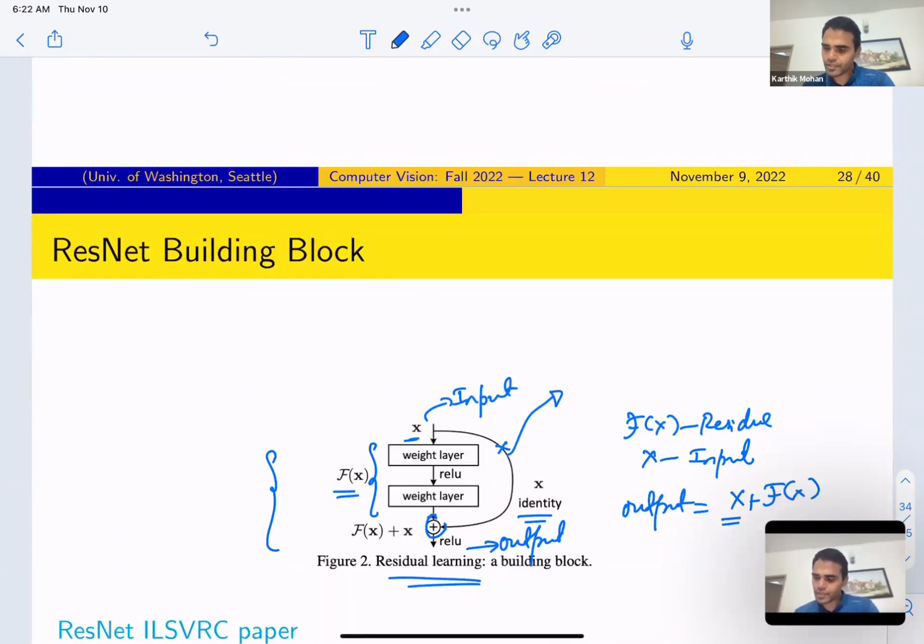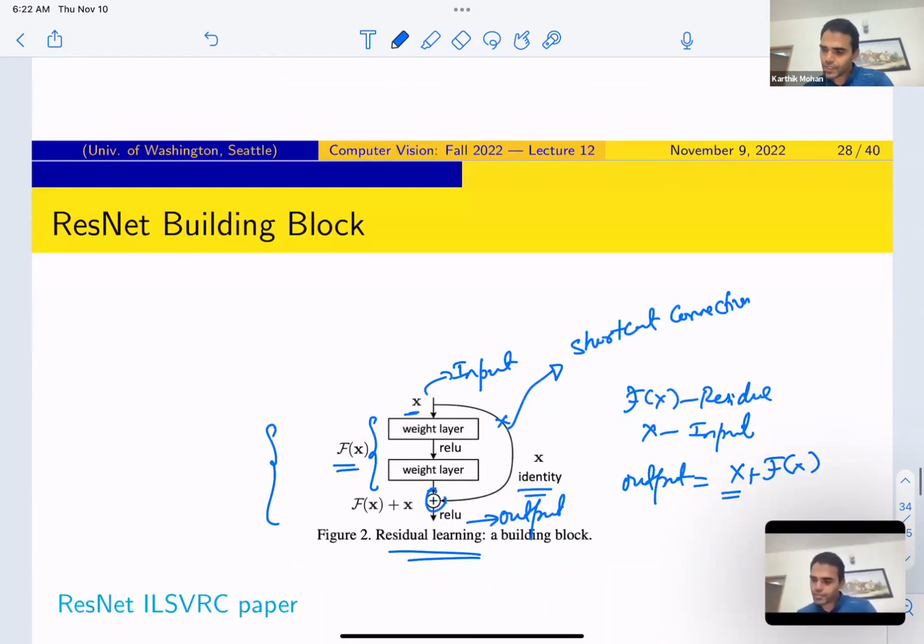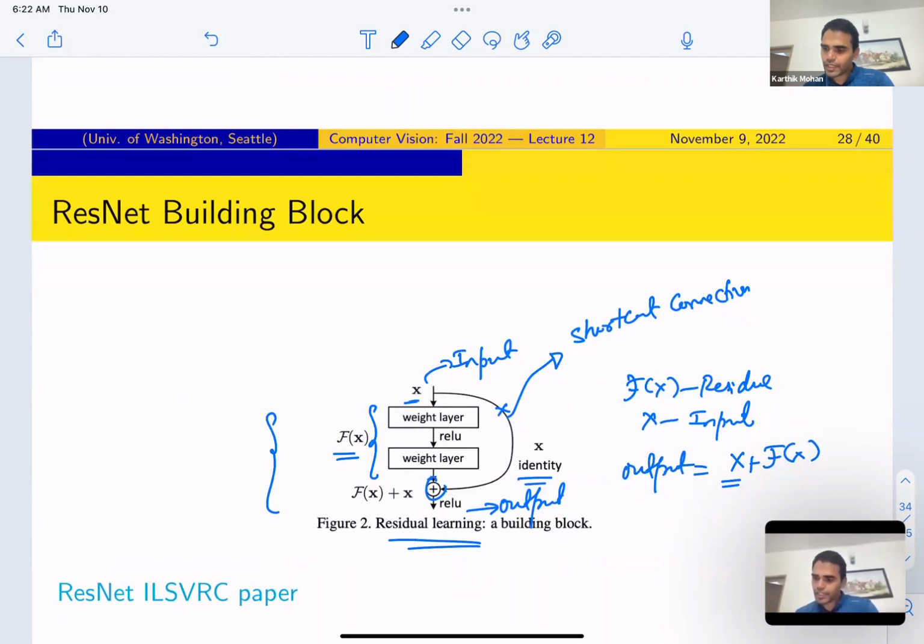So this is called the shortcut connection or skip level connection, because there's a shortcut between the previous layers and the current layer. You're skipping a few layers. So if it is the case that in this deep neural network, you're not doing much, then you can just set f of x to be 0, and that captures that aspect.